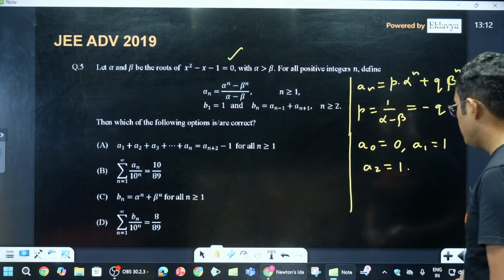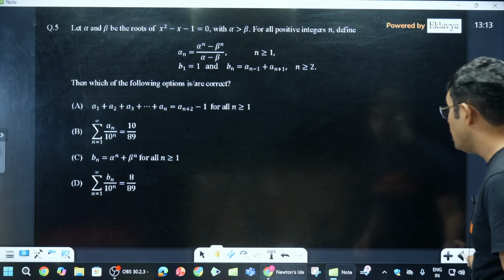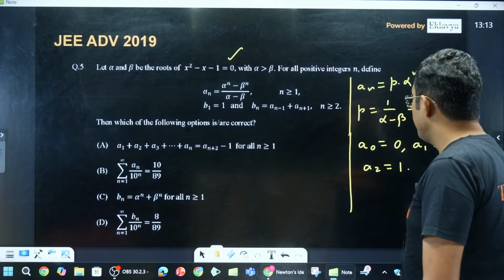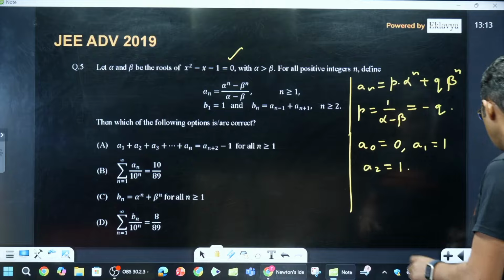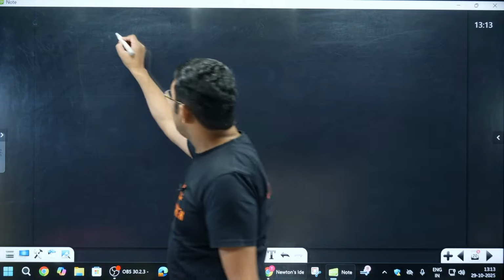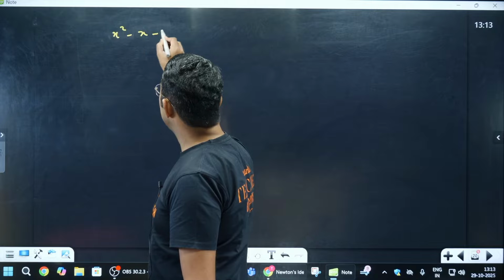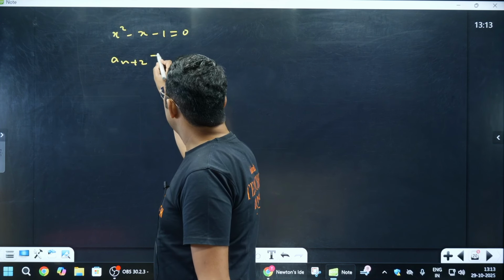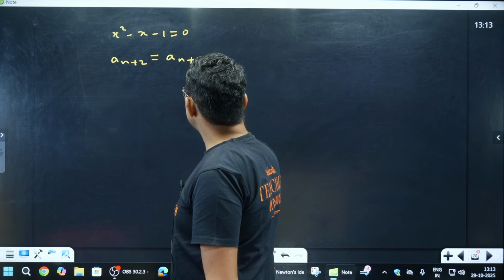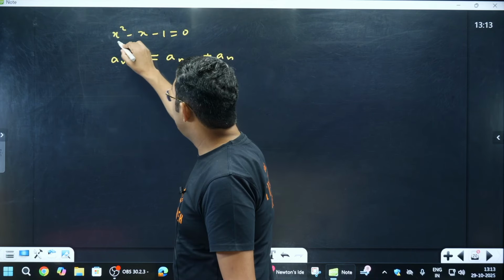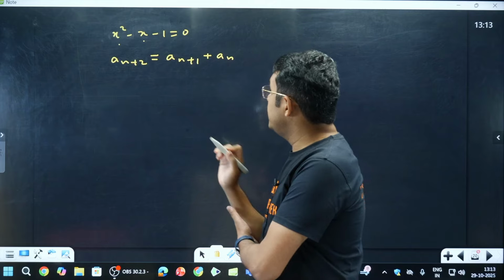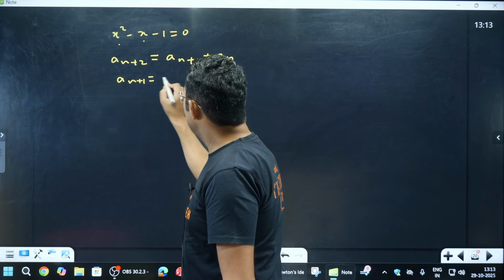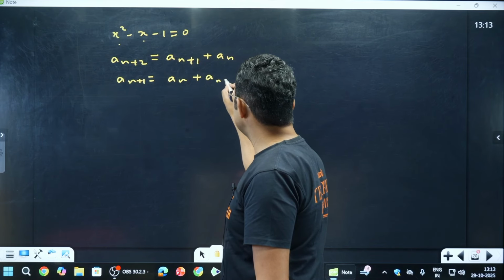Now how can we do this question? Let me see how many slides I have. I will use one slide in between. Okay, so our quadratic equation is x square minus x minus 1 equal to 0. So here an plus 2 will be equal to an plus 1 plus an. An plus 2 minus an plus 1 minus an is equal to 0. So I can write it like this. Then an plus 1 will be equal to an plus an minus 1.